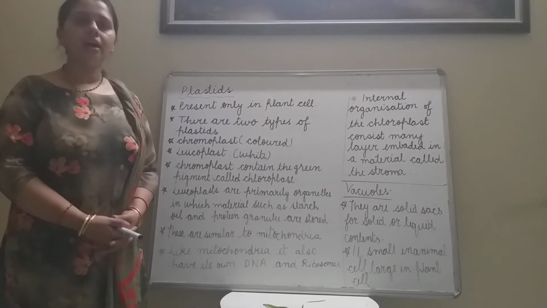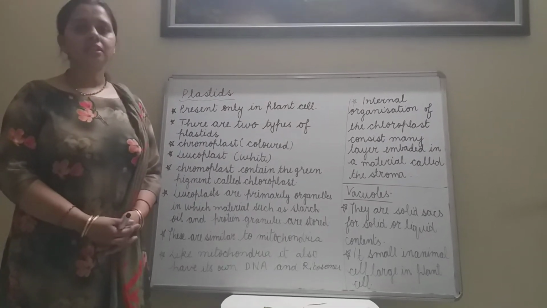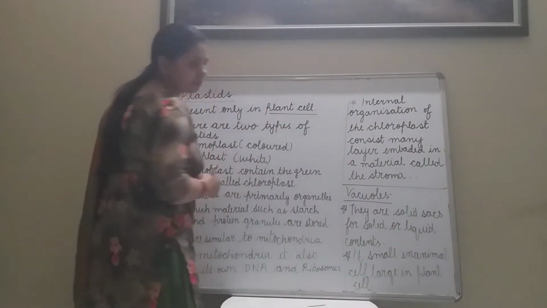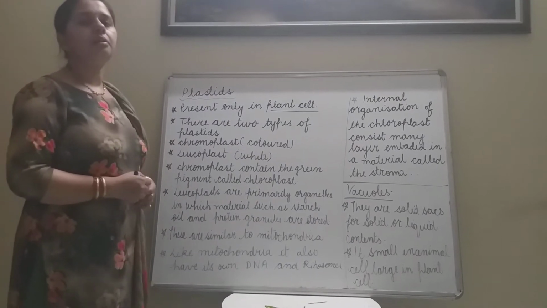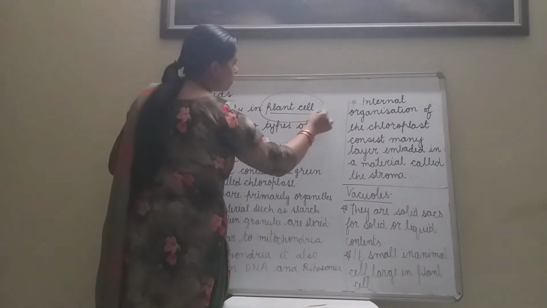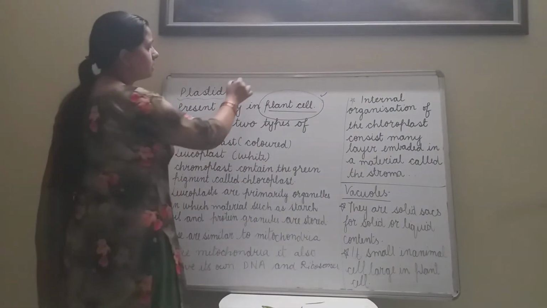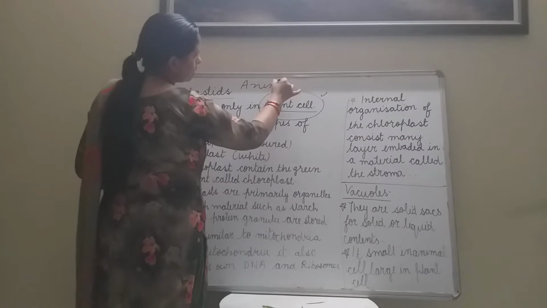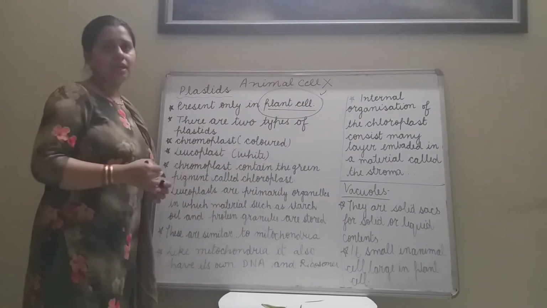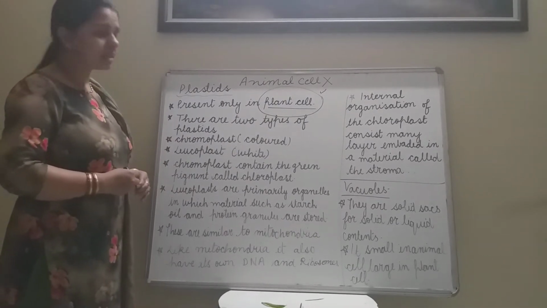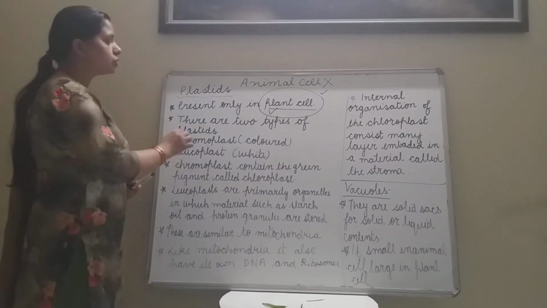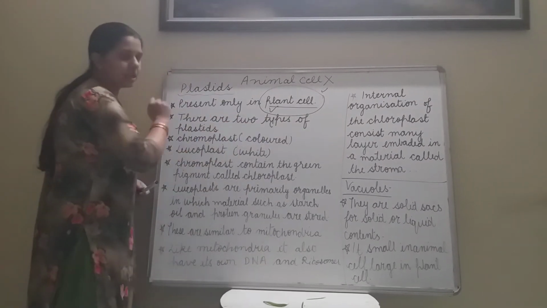So what are plastids? Plastids are present in plant cells, only in plant cells, not in animal cells. So where are plastids present? Only in plant cells.